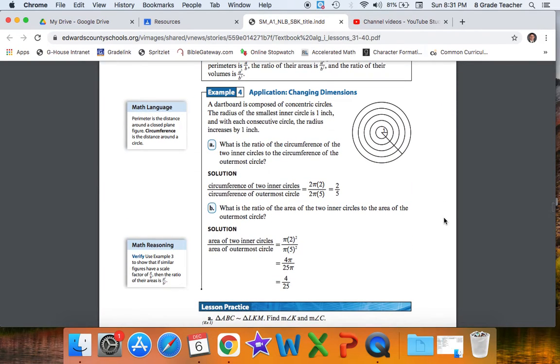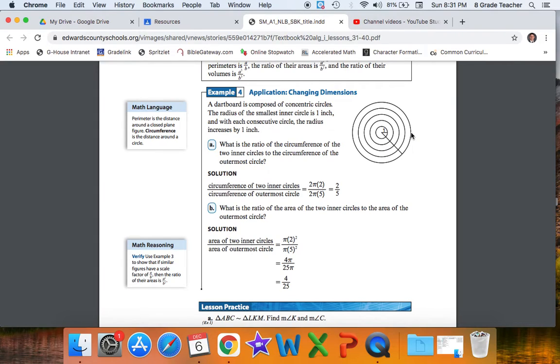Here's an example in example 4. The application is changing dimensions. A dartboard is composed of concentric circles. The radius of the smallest inner circle is 1 inch, and with each consecutive circle, the radius increases by 1. What is the ratio of the circumference of the two inner circles to the circumference of the outermost circle? Well, here, when you're talking about the circumference of the circle, you're using a scale factor for just the overall length of that. Here, this is 1, this would then be 2, this would then be 3, this would then be 4, this would then be 5.